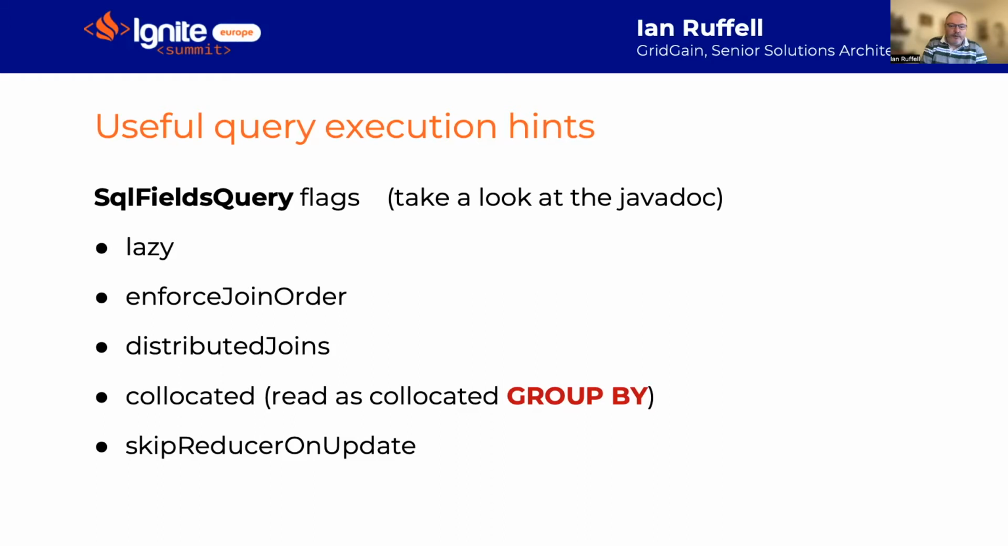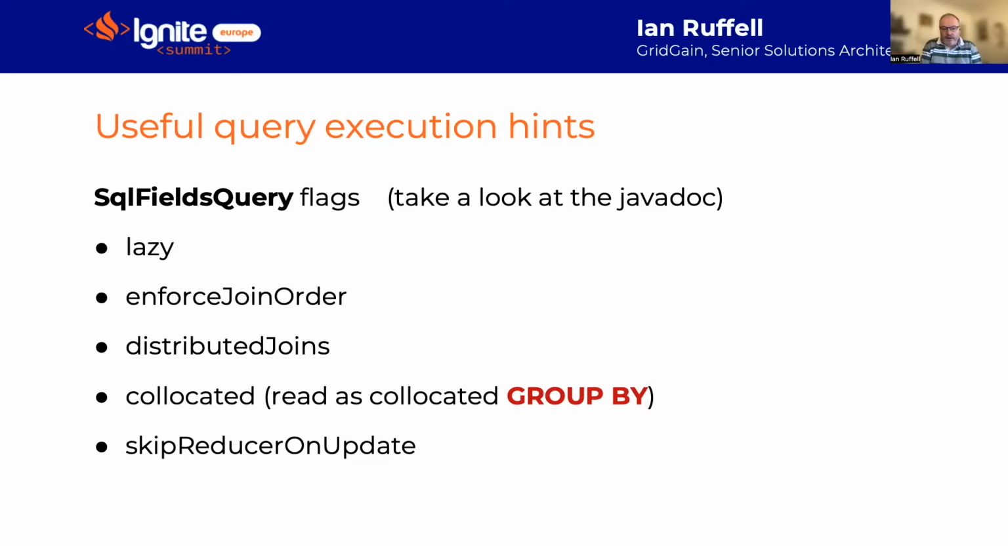Enforced join order prevents the query optimizer from changing the order of a query. Distributed joins: by default, there's an assumption that everything is co-located and it's okay to join locally. But should this not be the case, distributed join works with equi-join only, and indexes should be present on fields used for joining.